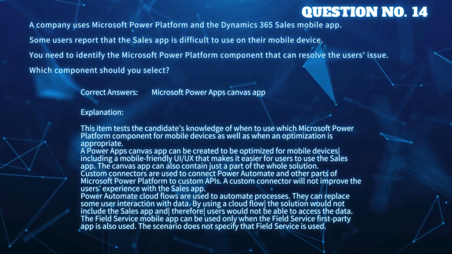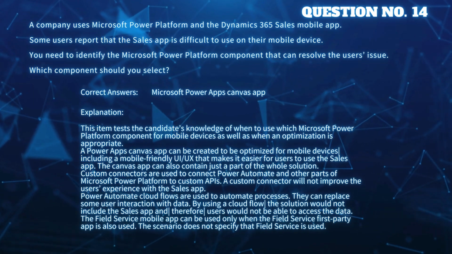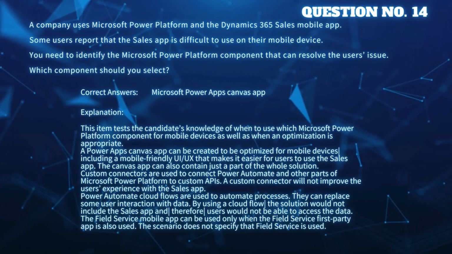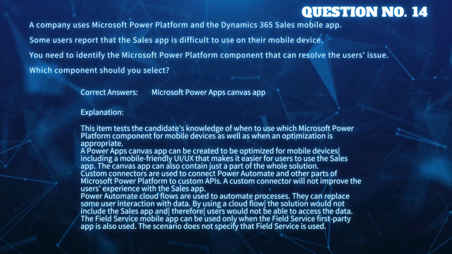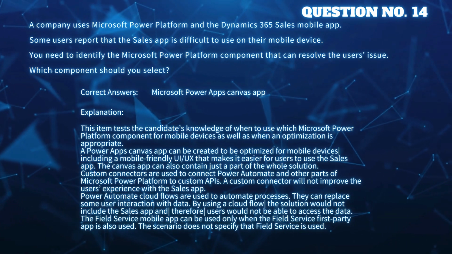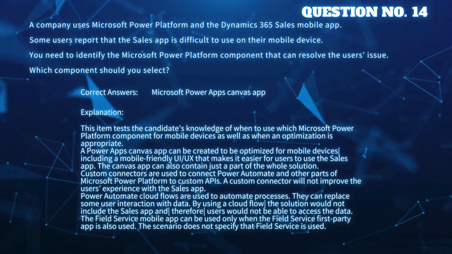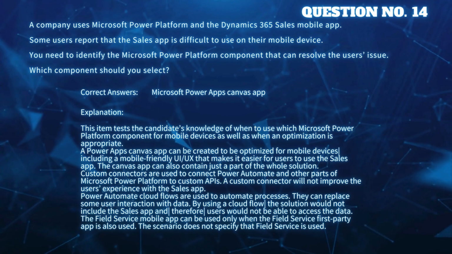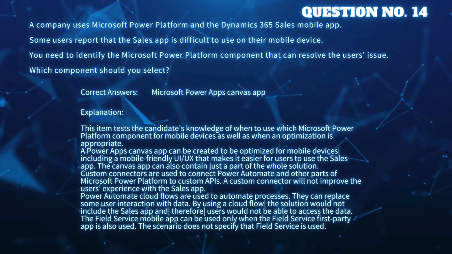The Canvas app can also contain just a part of the whole solution. Custom connectors are used to connect Power Automate and other parts of Microsoft Power Platform to custom APIs. A custom connector will not improve the user's experience with the Sales app. Power Automate cloud flows are used to automate processes. They can replace some user interaction with data. By using a cloud flow, the solution would not include the Sales app and therefore users would not be able to access the data. The Field Service mobile app can be used only when the Field Service first-party app is also used. The scenario does not specify that Field Service is used.